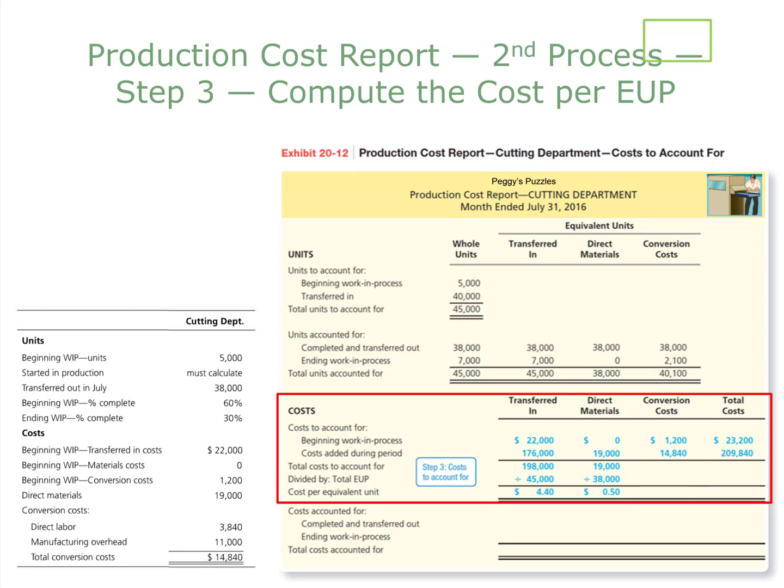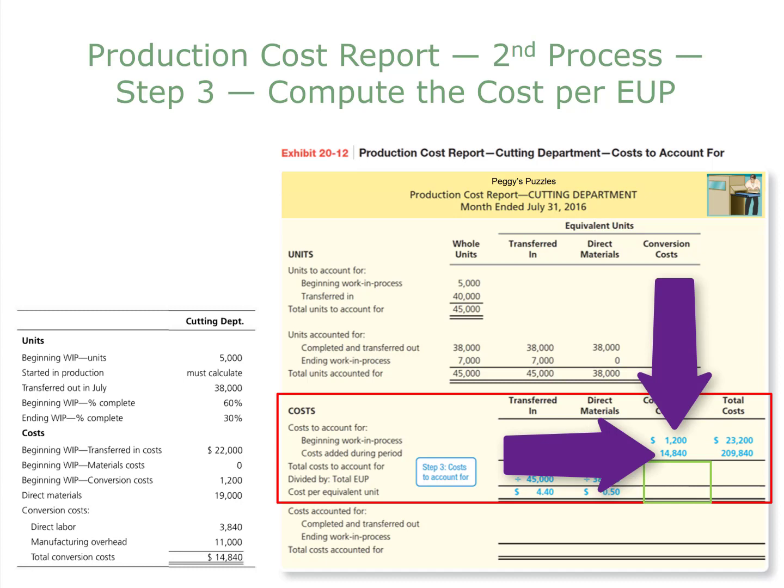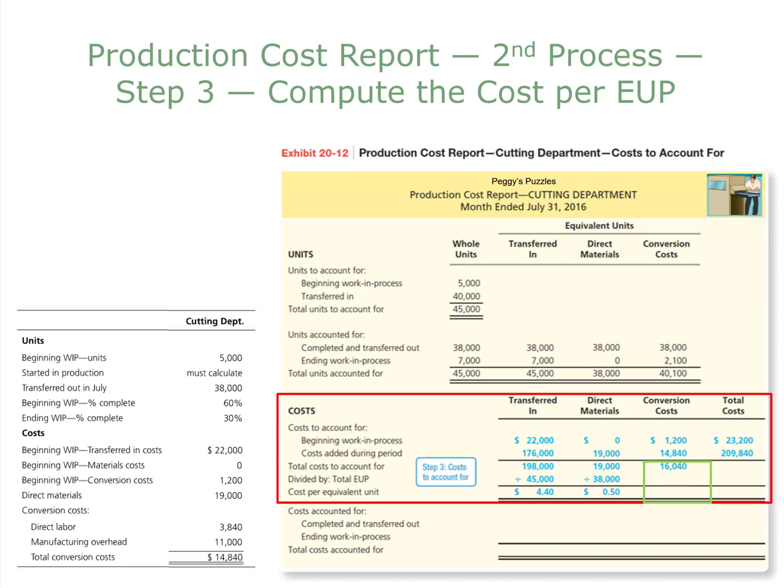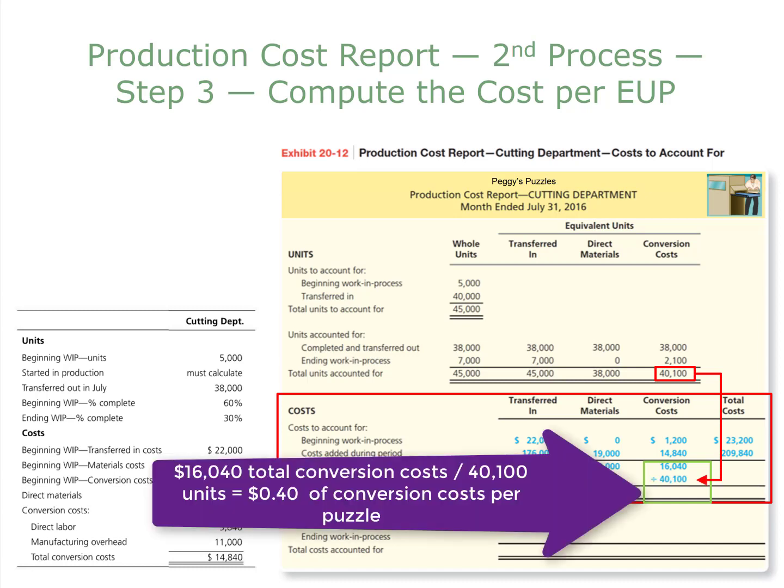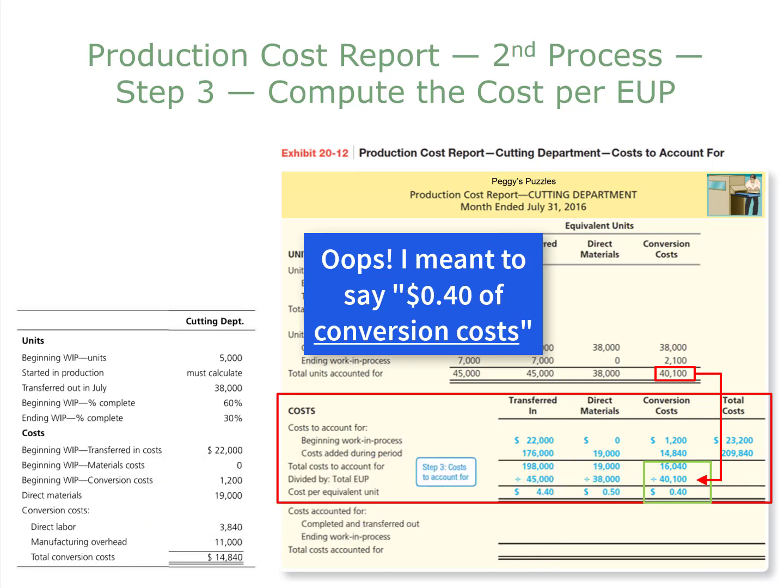Next, we'll complete the conversion costs column. Adding $1,200 and $14,840, we get total conversion costs of $16,040. Next, we divide by total equivalent units of production, which we get from up above in the units section of the report. The next step is simply do the math. The cost per equivalent unit of production for conversion costs is total conversion costs divided by equivalent units of production for conversion costs. $16,040 of conversion costs to account for divided by 40,100 total equivalent units gives us 40 cents of conversion costs per puzzle.